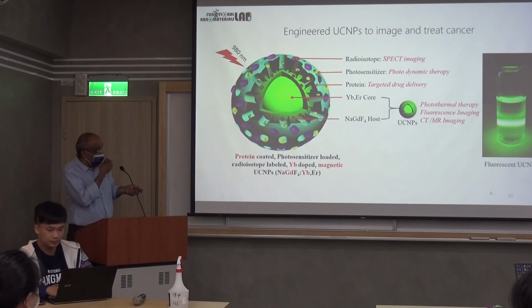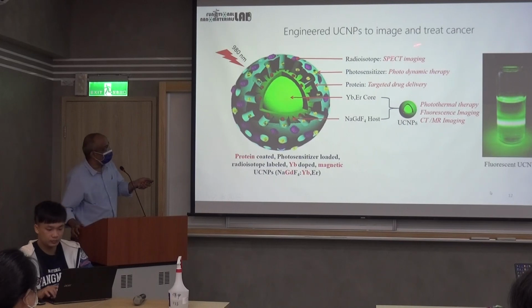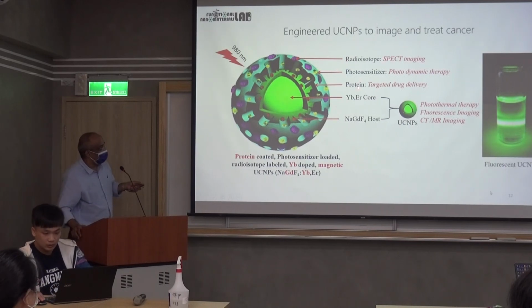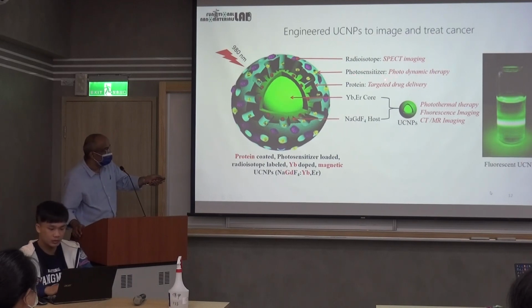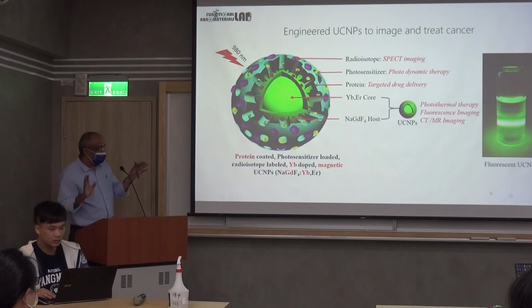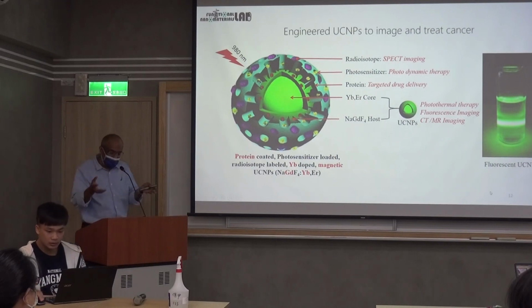So there is a particular protein, and then inside that protein, we will load some radioisotope. Why are we doing that? We want to image by SPECT. So I load a radioisotope. I can put a photosensitizer that will be used for a therapy. We call it a photodynamic therapy. And we have some component in the nanoparticle itself that can be used for fluorescence imaging or CT or MRI. Okay? So this is a very special, very new engineered nanoparticle which has many functions.